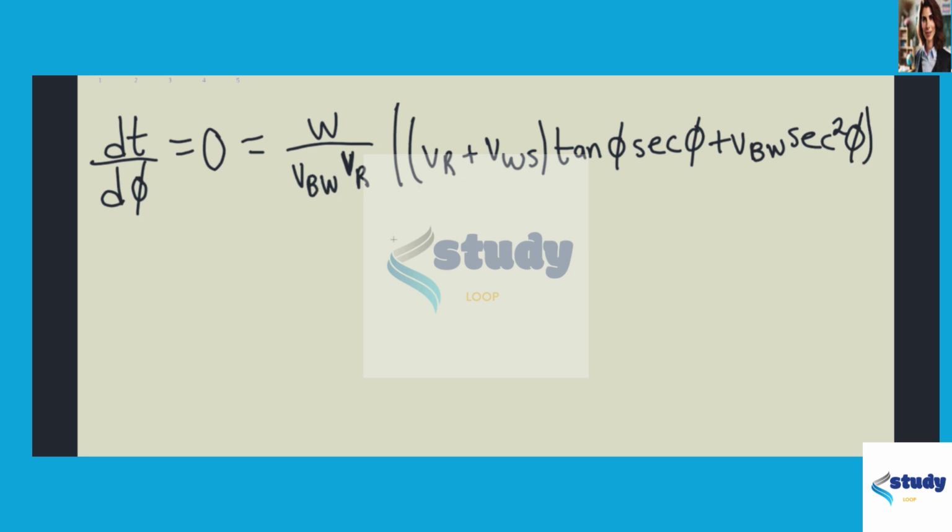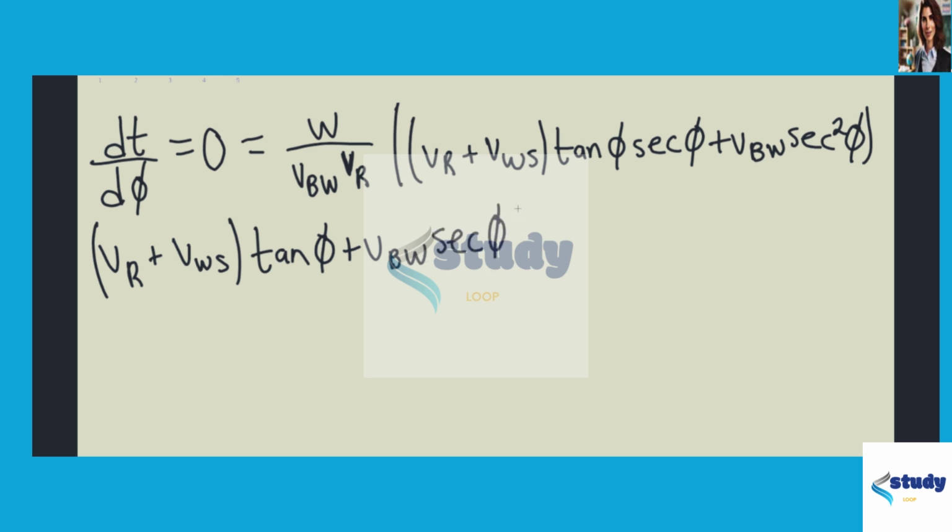So then we can say that the velocity of R plus the velocity of the water relative to the shore times tangent of phi, plus the velocity of the boat relative to the water times secant of phi, parentheses times secant of phi. Once again, this will equal 0.